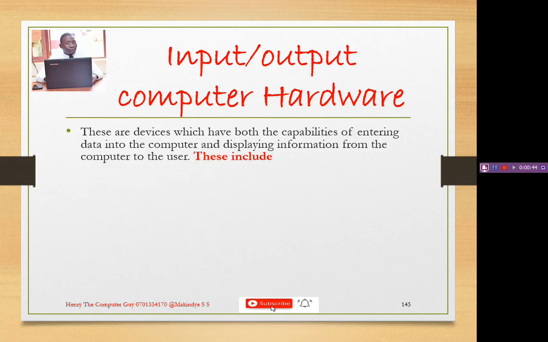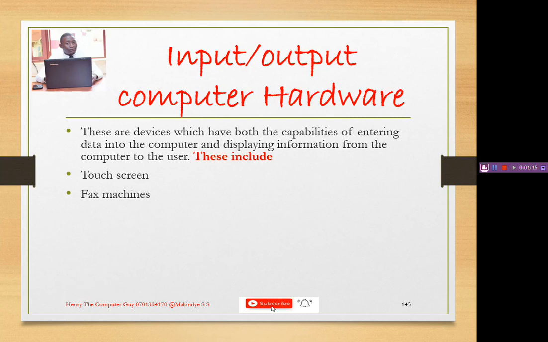So they are devices which have both the capabilities of entering data into the computer and displaying information from the computer to the user. So let's look at some of the examples. So we have a touch screen. For example, if you have a smartphone, that interface or screen where you always enter the data, for example, you're typing in, is where you again view or see the information from what you're doing. So it is both input and output.